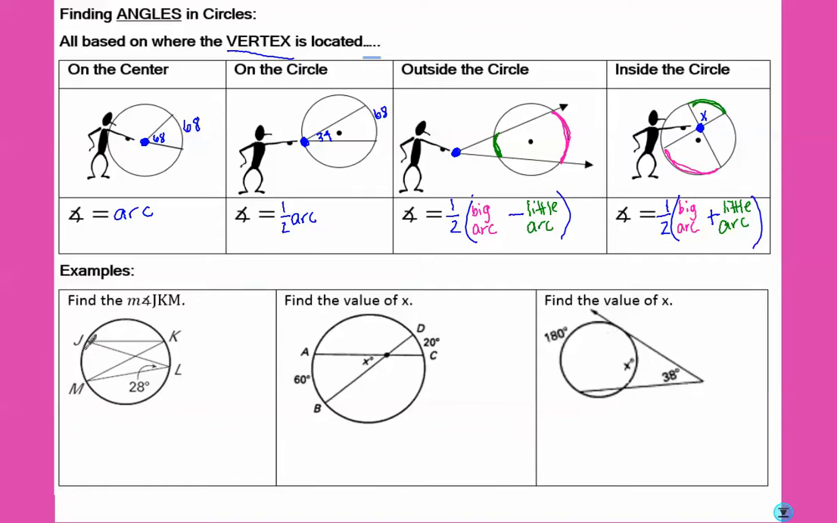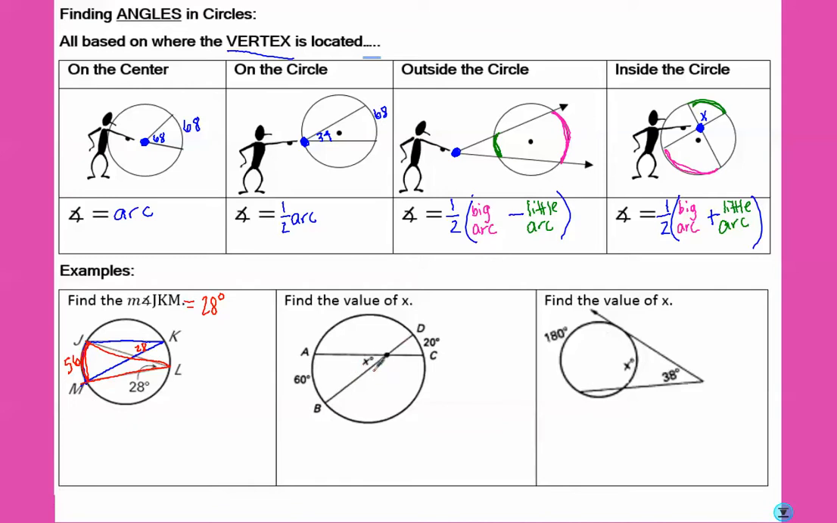So let's try it. Find the measure of JKM. So JKM. That's what we want to know. To find that angle, we need to know this arc. And this is the only measurement we're given. So if I know JLM is 28, that means this arc out here, if I multiply it by 2, it has to be double it, would be 56. If out here is 56, then in here is 28, which means this angle is 28 degrees.